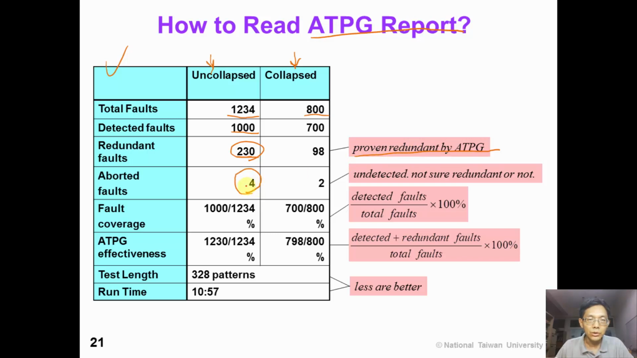But since ATPG is NP-complete, there are some faults that we cannot prove to be redundant. We cannot find a test pattern either. So they belong to this category. And then we can calculate the fault coverage, which is the number of detected faults over the number of total faults. We can also calculate the ATPG effectiveness, which is the number of detected faults plus the number of redundant faults over the number of total faults. Finally, the ATPG report will show the number of test patterns and the runtime. Of course, these two numbers should be as small as possible.